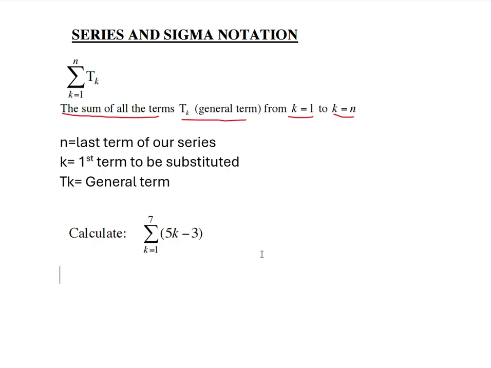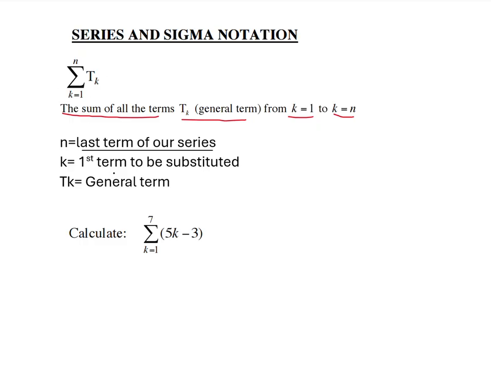Let's do our first practical question. In my previous video, I explained everything. I said n, which is the number at the top, represents the last term of our series. So if you want to find the last term of your series, you just substitute n is equal to 7 here. At k, you'll find the last term.